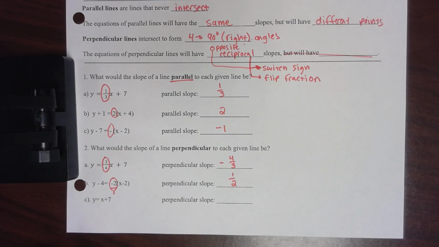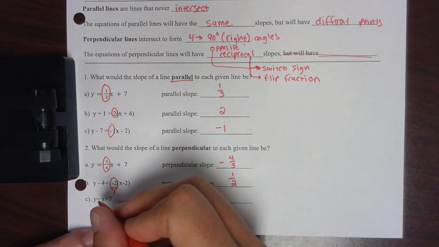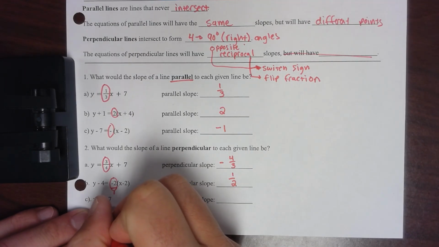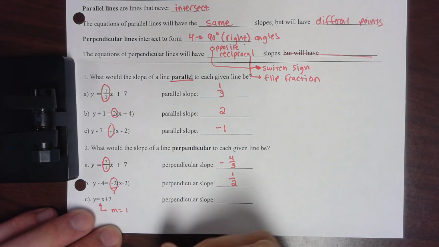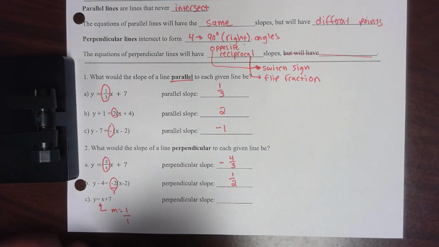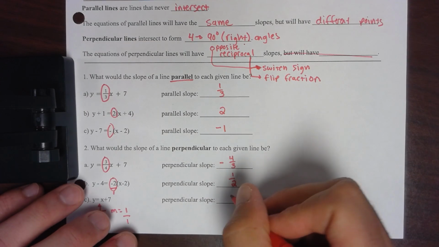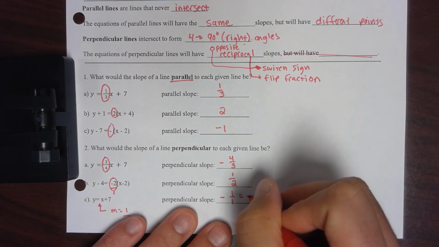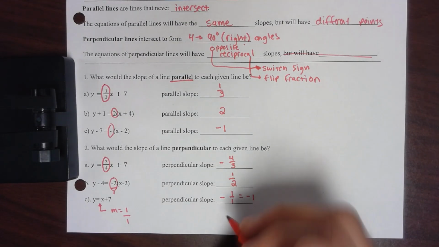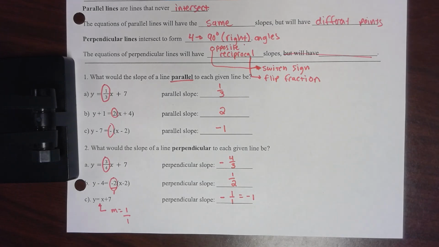Right, and then the last one, this one's actually kind of trickier. Remember, there's no number in front of the x. When there's no number there, that means we have a slope that is 1. I want to make that a fraction. That's just 1 divided by 1. When I flip 1 divided by 1, it stays as 1 divided by 1. So the only thing that we need to do to make this perpendicular is change the sign and make it -1. So the perpendicular slope here is -1, or -1 divided by 1.